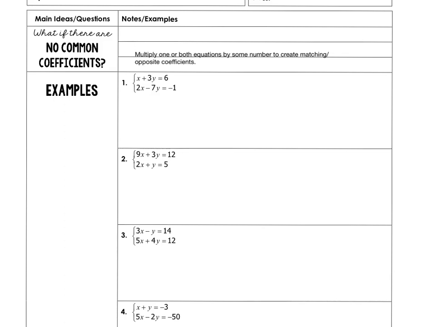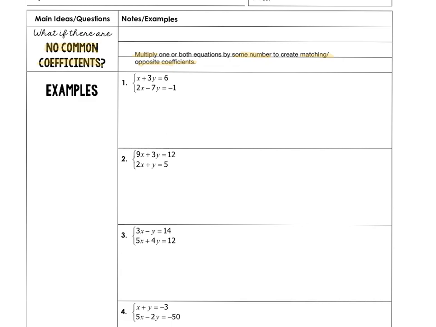In this video, we're going to discuss how to solve systems of equations when there are no common coefficients. So for now, I want you to press pause and copy down the sentence which is right here. What if there's no common coefficients? When there are no common coefficients, you multiply one or both equations by a number to create matching opposite coefficients.